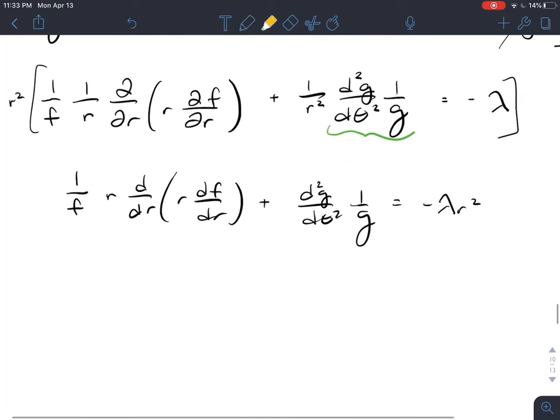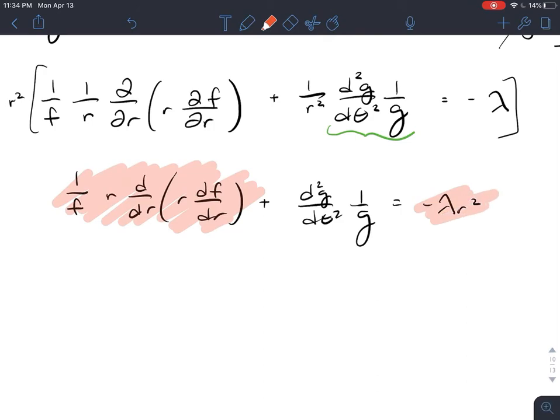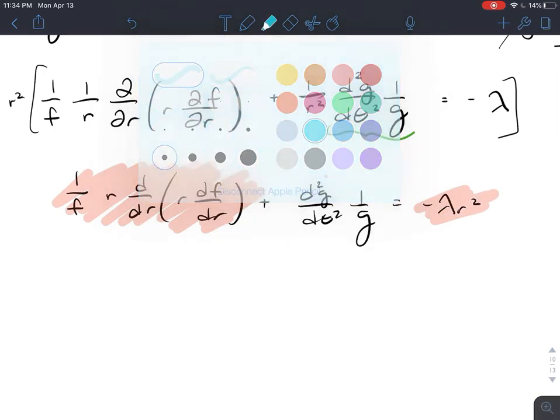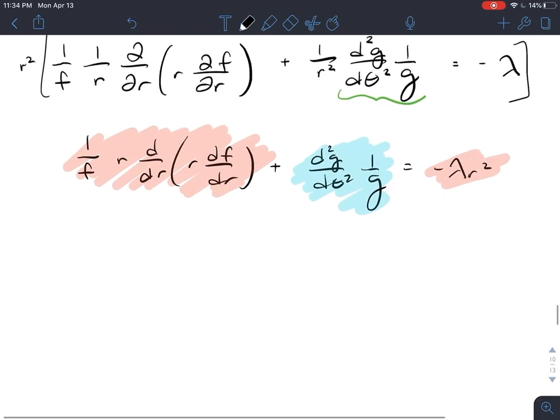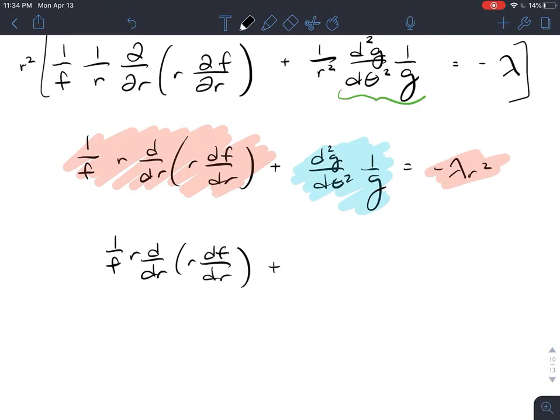So I'm going to highlight all the terms that are dependent on r in light orange, and all the terms that are dependent on theta with light blue. So now we notice that what we need to do is we're going to move all the r dependent terms to one side of the equation, so I'm going to move it to the left hand side, plus lambda r squared. Now I'm going to move all the theta dependent terms to the right hand side of the equation. Great.